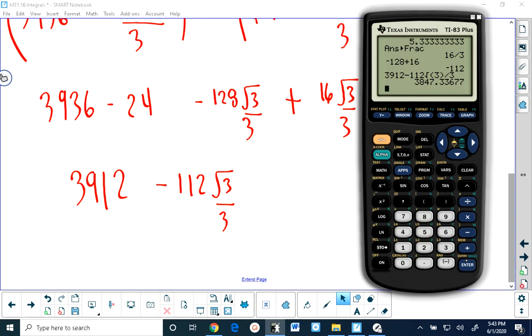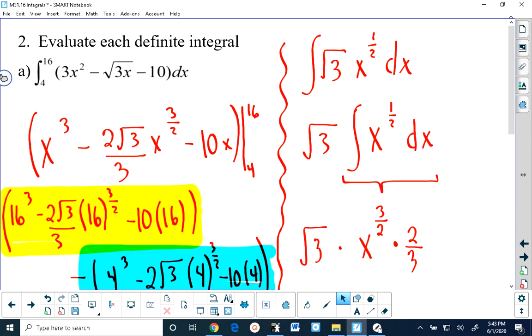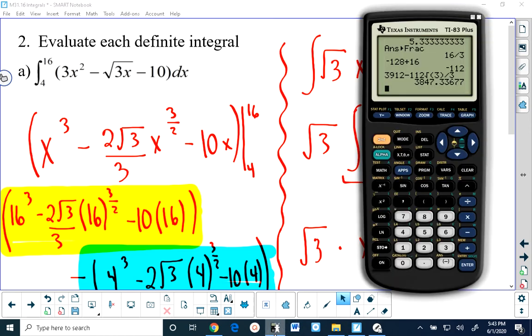Now there is a way to check your answer here. What we can do is put this integrand into our calculator and find the integral on our calculator. It may not represent an area because some of this function may be above the x-axis and some of it may be below the x-axis. But the number it gets will be correct.